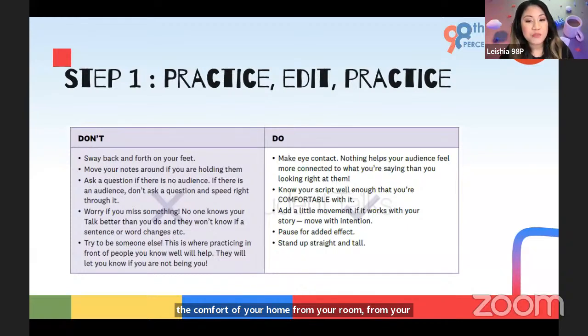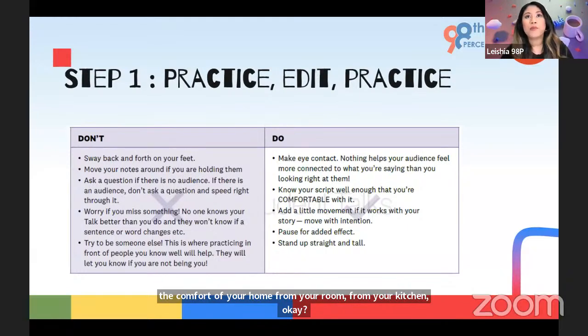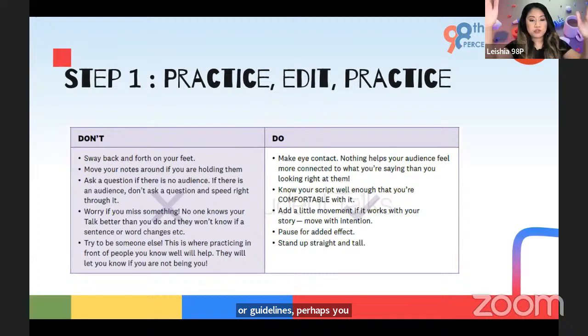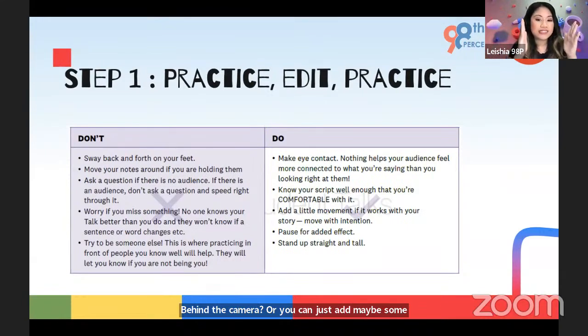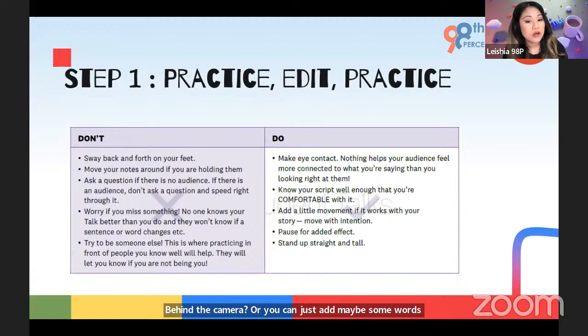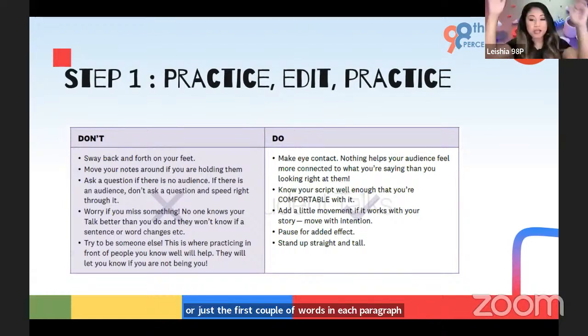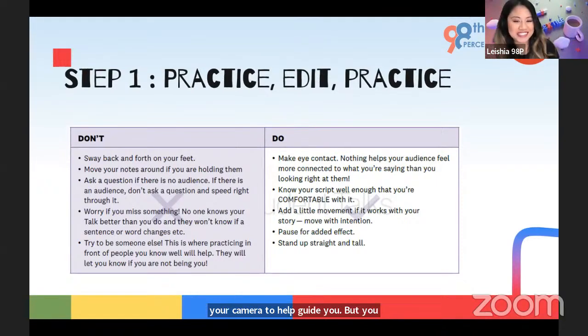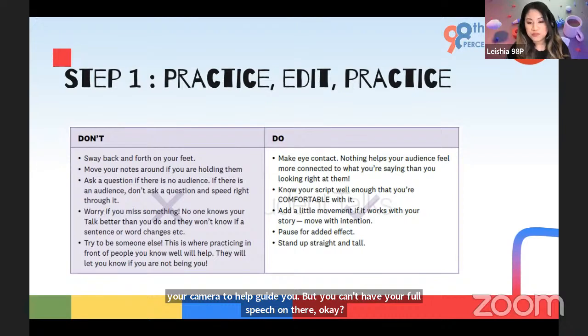If you do need some notes or guidelines, perhaps you can have a big poster behind the camera where you can just add maybe some words or just the first couple of words in each paragraph. Okay, so if you need guidance, have a big poster behind your camera to help guide you. But you can't have your full speech on there, okay? Just as a guide.